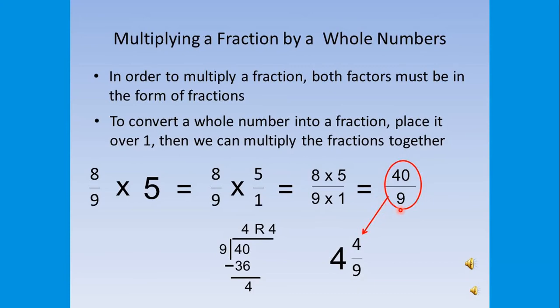Now this 40 by 9 is your improper fraction, and you know that when we have an improper fraction as an answer, it is compulsory to convert it to a mixed number. Now how will you convert this to mixed? 40 divided by 9. 9 fours are 36. 40 minus 36 is 4. So what answer will you get? 4 and 4 by 9. Clear?